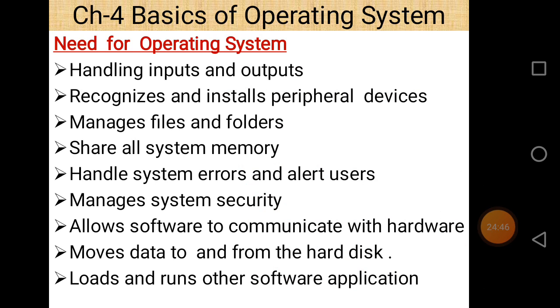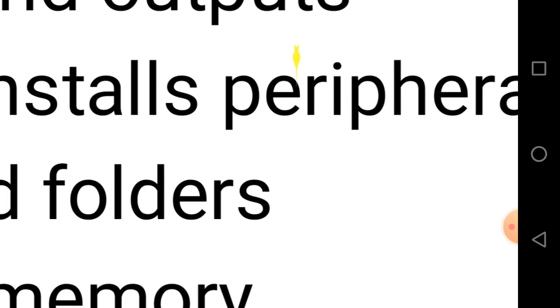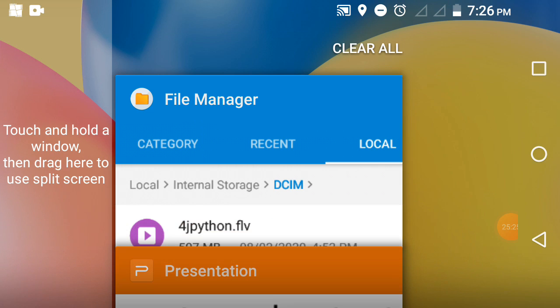We need an operating system for handling input and output, and if we want to execute a program in our computer system, it is also possible by the operating system. The operating system recognizes and installs different peripheral devices. Due to the operating system, we can install different peripheral devices into our computer system. It has the capability to recognize all these peripheral devices, and it manages different files and folders. It is capable of managing different files and folders, and it shares the memory in our computer system.